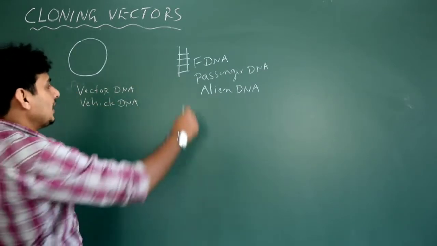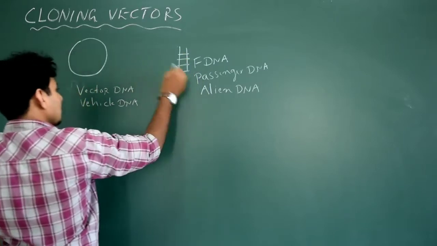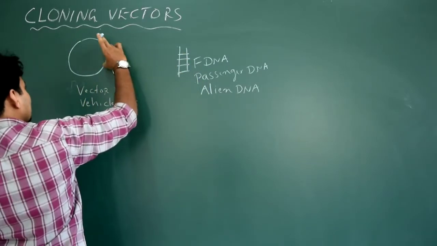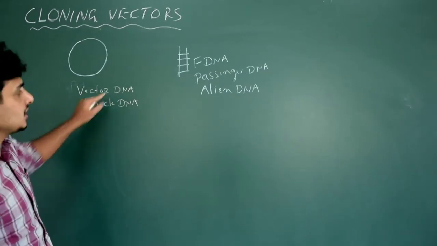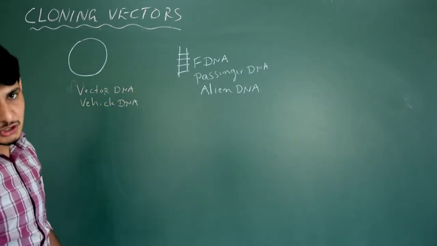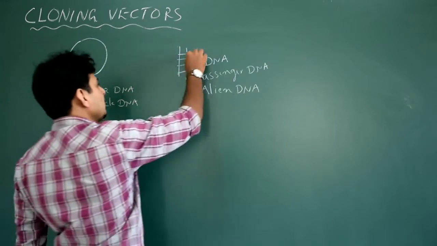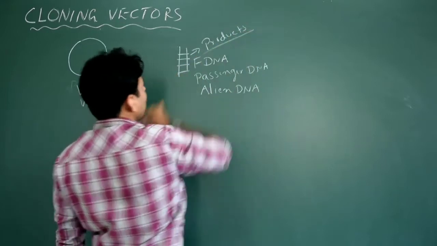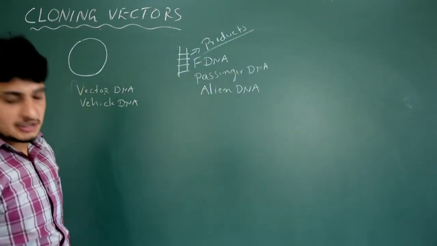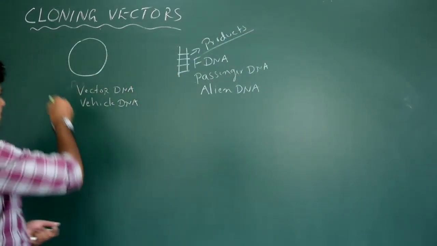Got it? Why is it passenger DNA? Because this particular DNA is ligated to the vector DNA. So the vector DNA acts like a vehicle which carries this passenger DNA into the host organism, and this particular foreign DNA produces the desired products, that is, in the form of proteins. Got it? So this is one important thing.